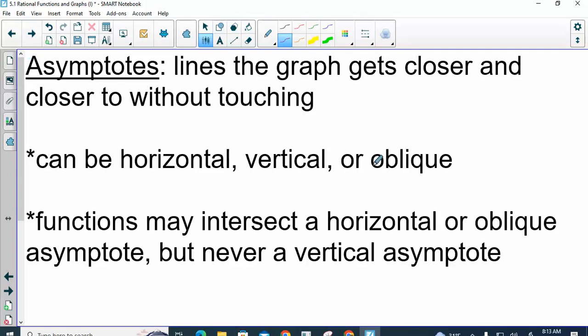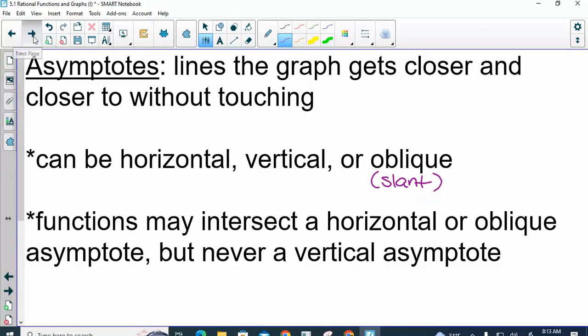Sometimes you might hear these oblique ones called slant asymptotes as well. It just kind of depends on the book. It is possible for a graph to cross over a horizontal or an oblique asymptote, but it will never touch a vertical one. And we'll see that happen as we go through our graphs.